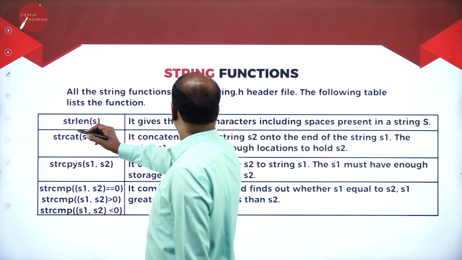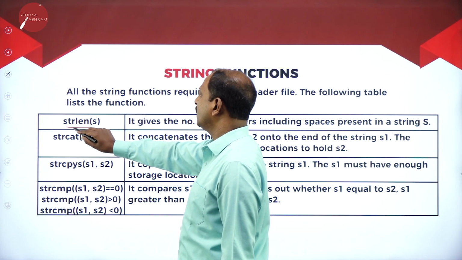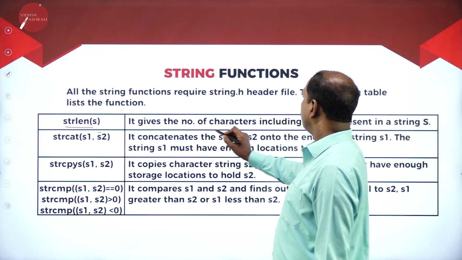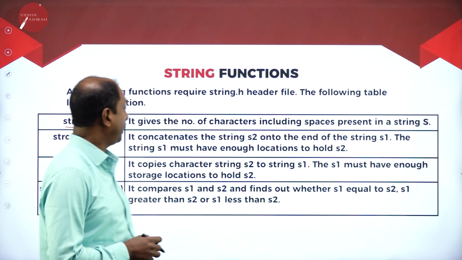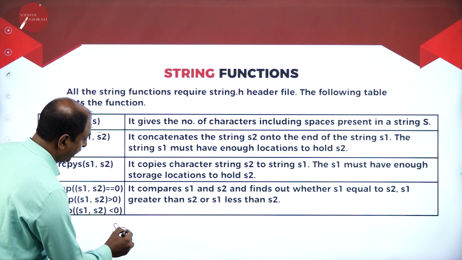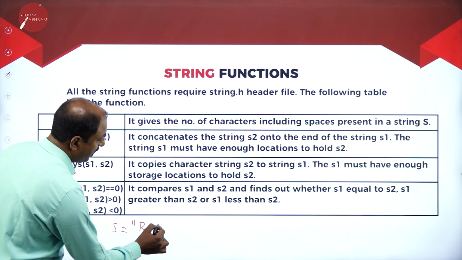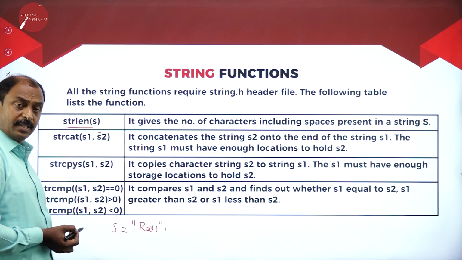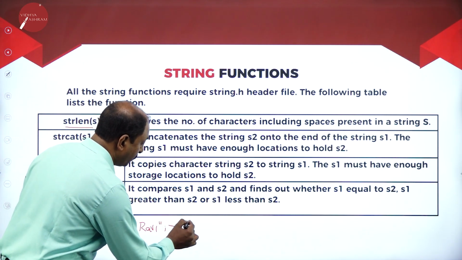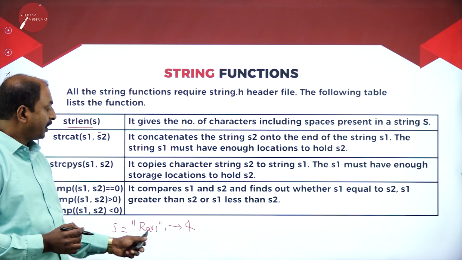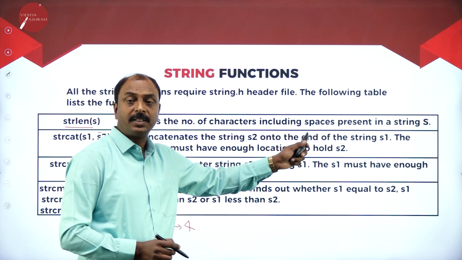The first one is the string length function, strlen(s). It gives the number of characters, including the spaces, present in a string. Suppose the value of s equals, open double quote, RAVI, close the double quote, semicolon. In this case, if I say strlen(s), it returns the value 4 because in this string there are 4 characters. That is the meaning of this, and it even includes spaces in between.